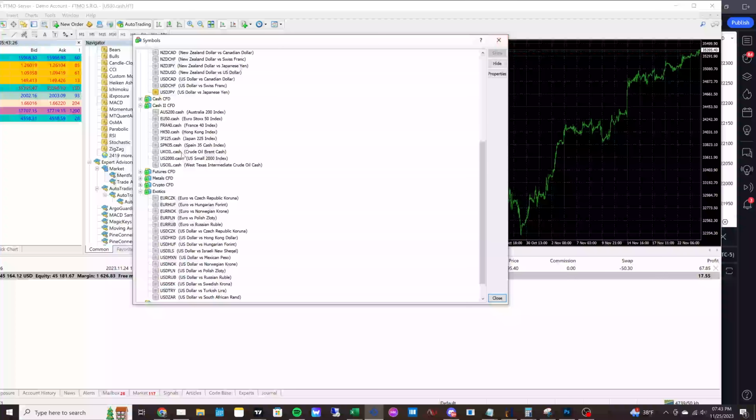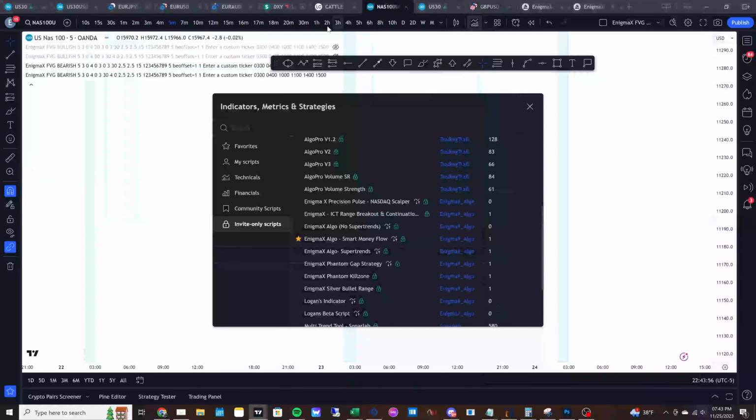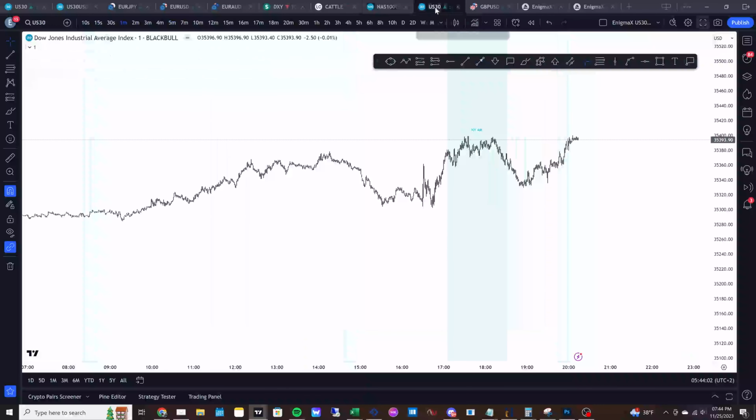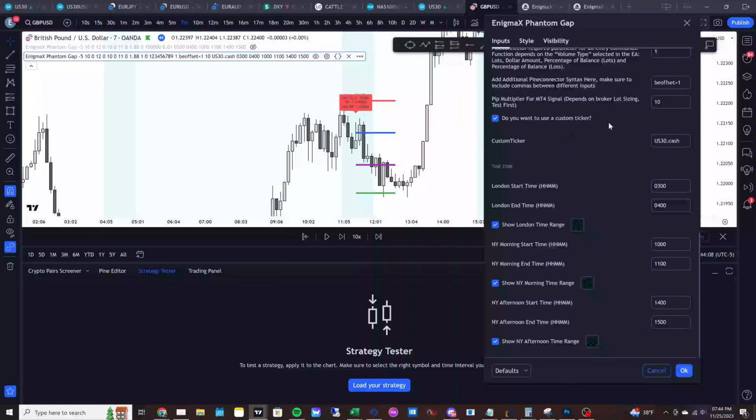Like usoil.cash, you just match it to here. Because if you go into NAS and the symbol is NAS100U, it's not going to work on Henko Trade, or it's not going to work on FTMO. So just be cognizant of that.